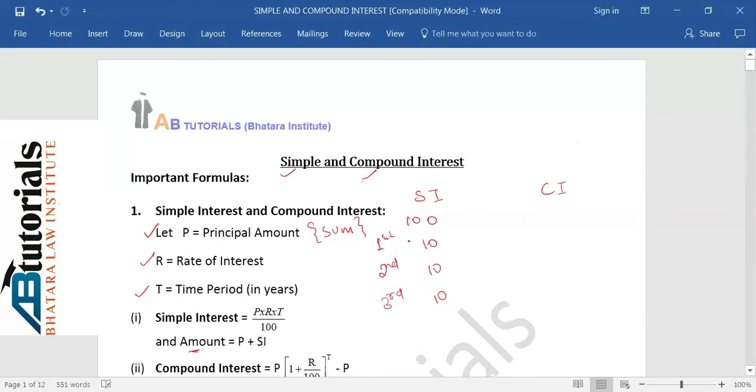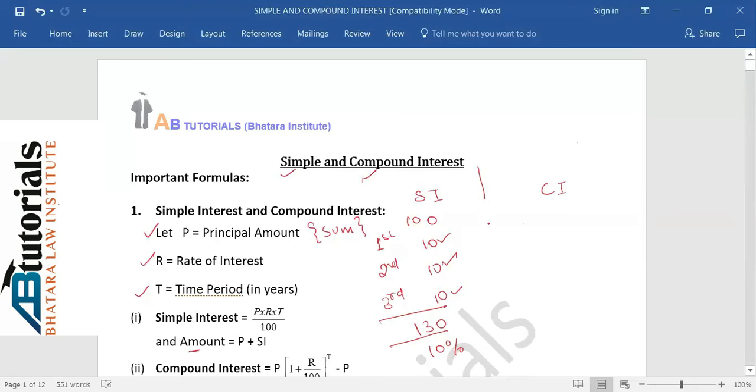Every year I need to give the person 10 rupees until I give him the principal back. So after 3 years, the money I am returning to a particular person is 130 rupees: 10 rupees interest for the first year, 10 rupees for the second year, and 10 rupees for the third year. So I return 130 when I take 100 rupees from this person. This is simple interest, and here the interest rate that we are taking is 10%.